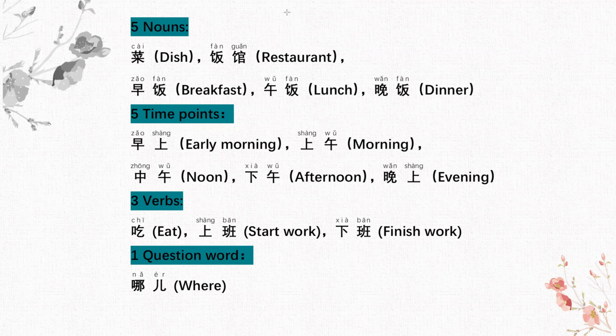3 verbs. First verb, 吃 eat. 上班. Remember this one is the first point. Listen carefully. I say 上班, okay, 上班 start work, 下班 finish work. And then another important thing is a question word, 哪儿. 哪儿 means where. So now let's see which one we're going to start with.